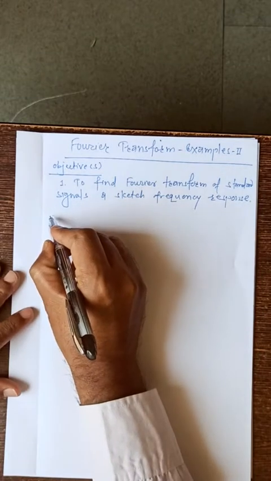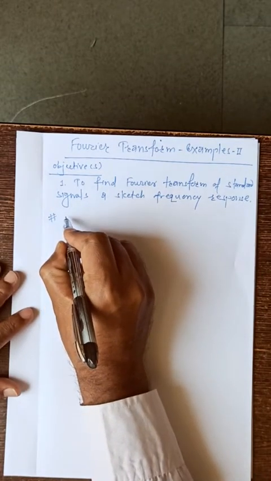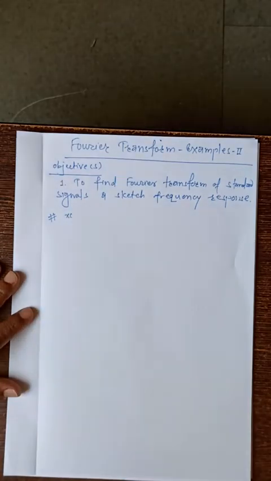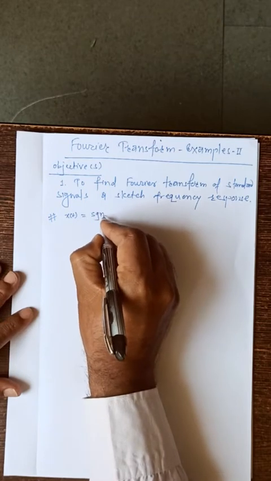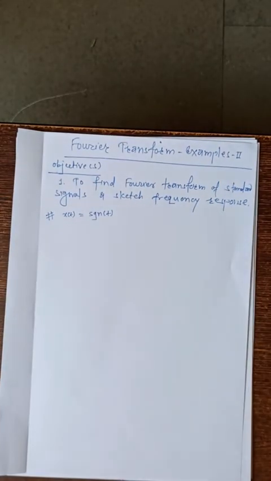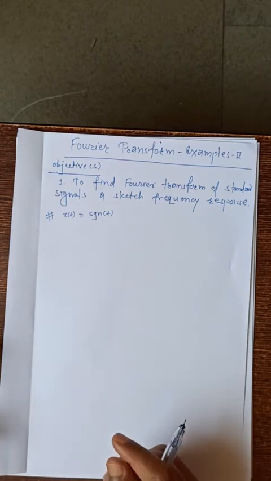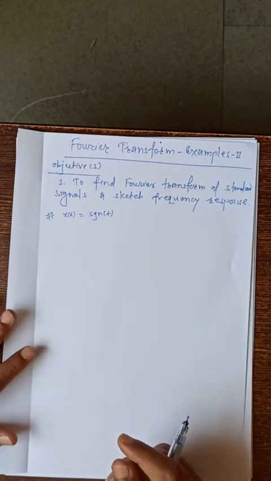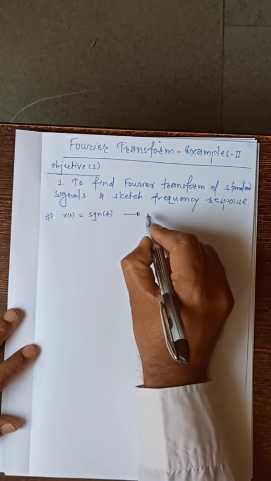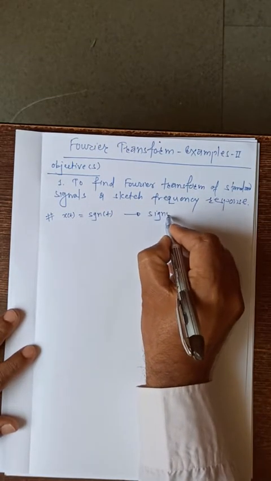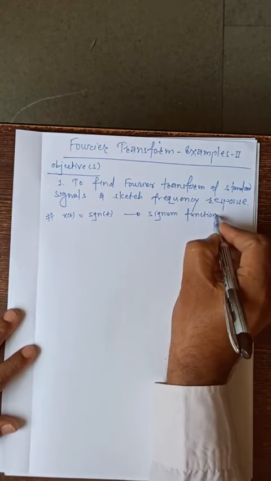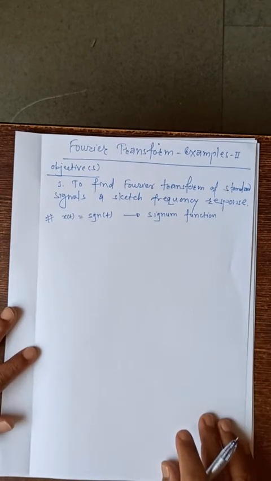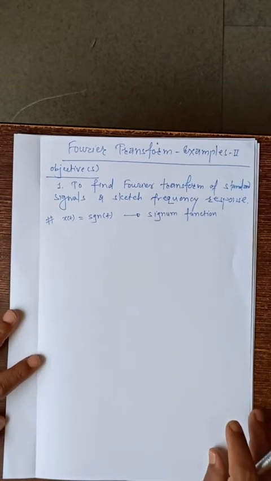So we'll start with the first signal, x(t) is equal to sgn(t), that is the signum function. It is a signum function. And here we have to find out its Fourier transform and sketch the frequency response of this signal.